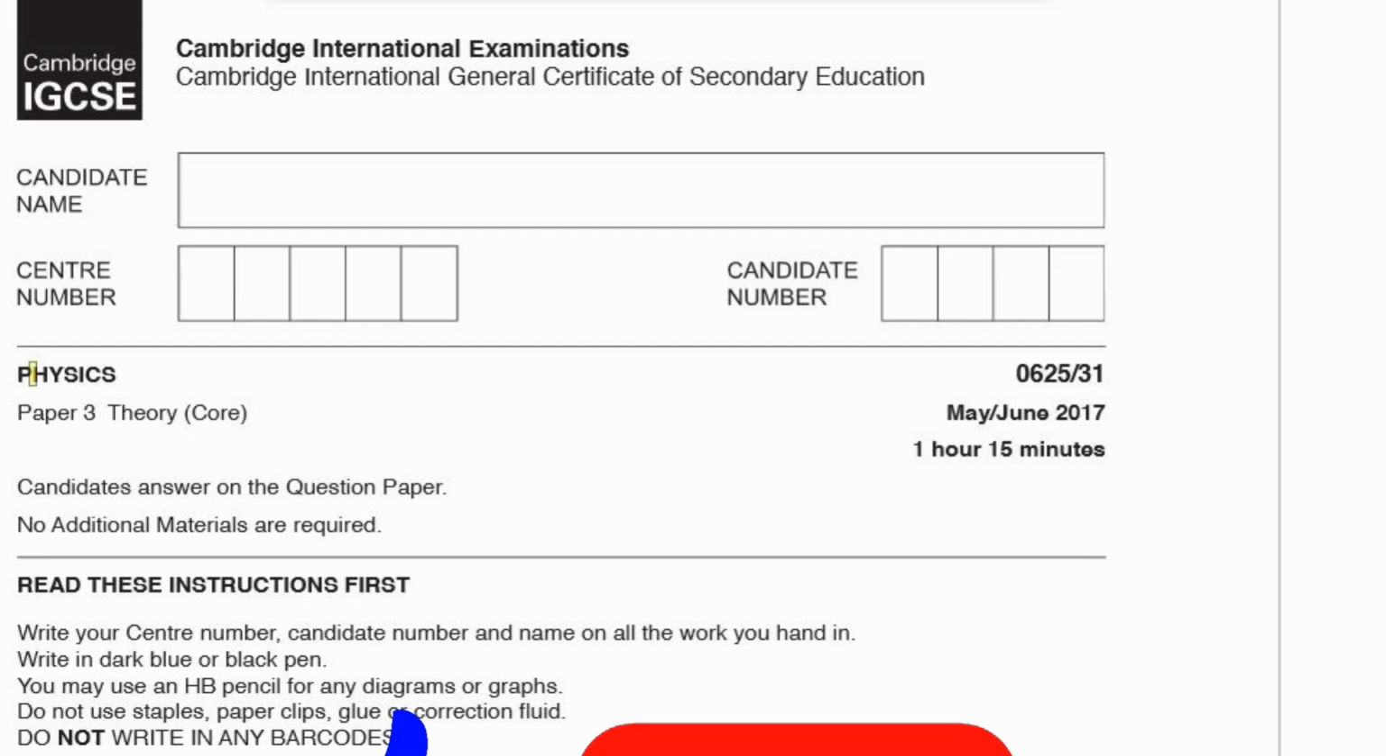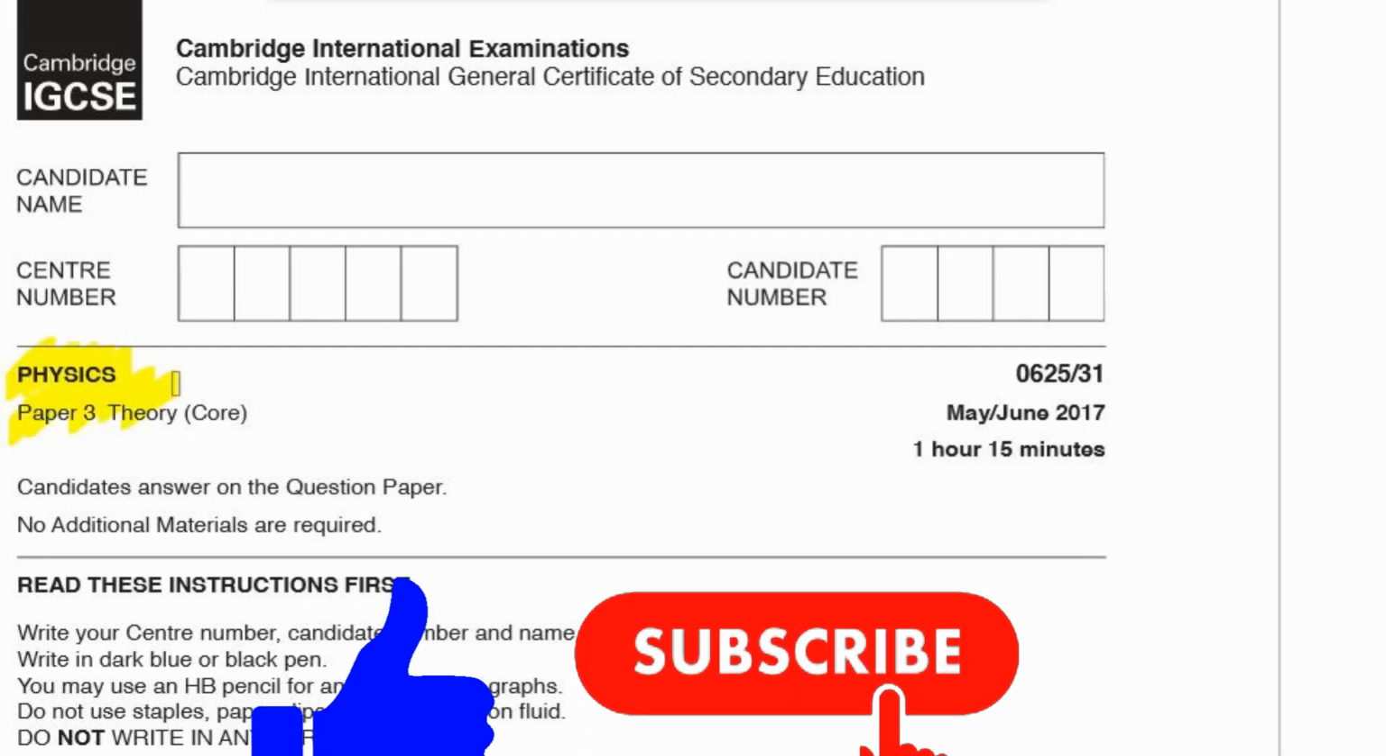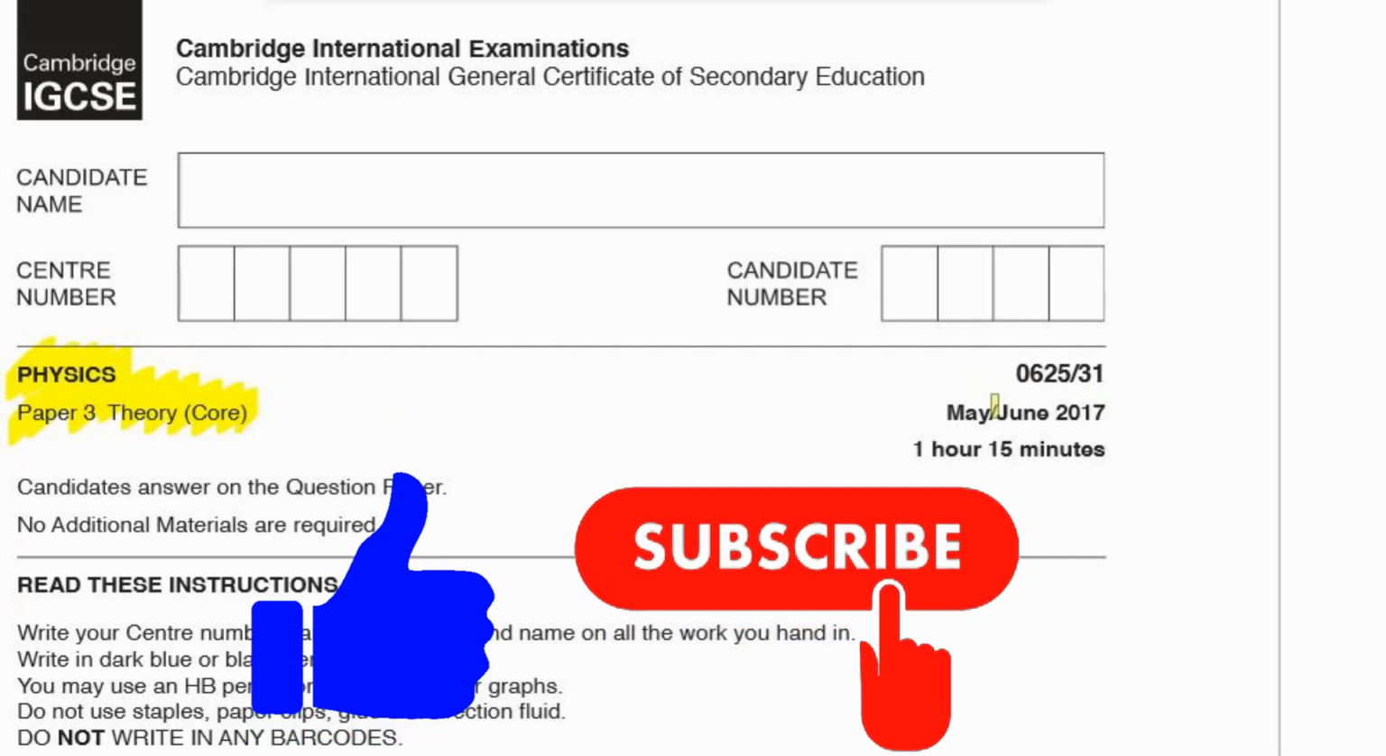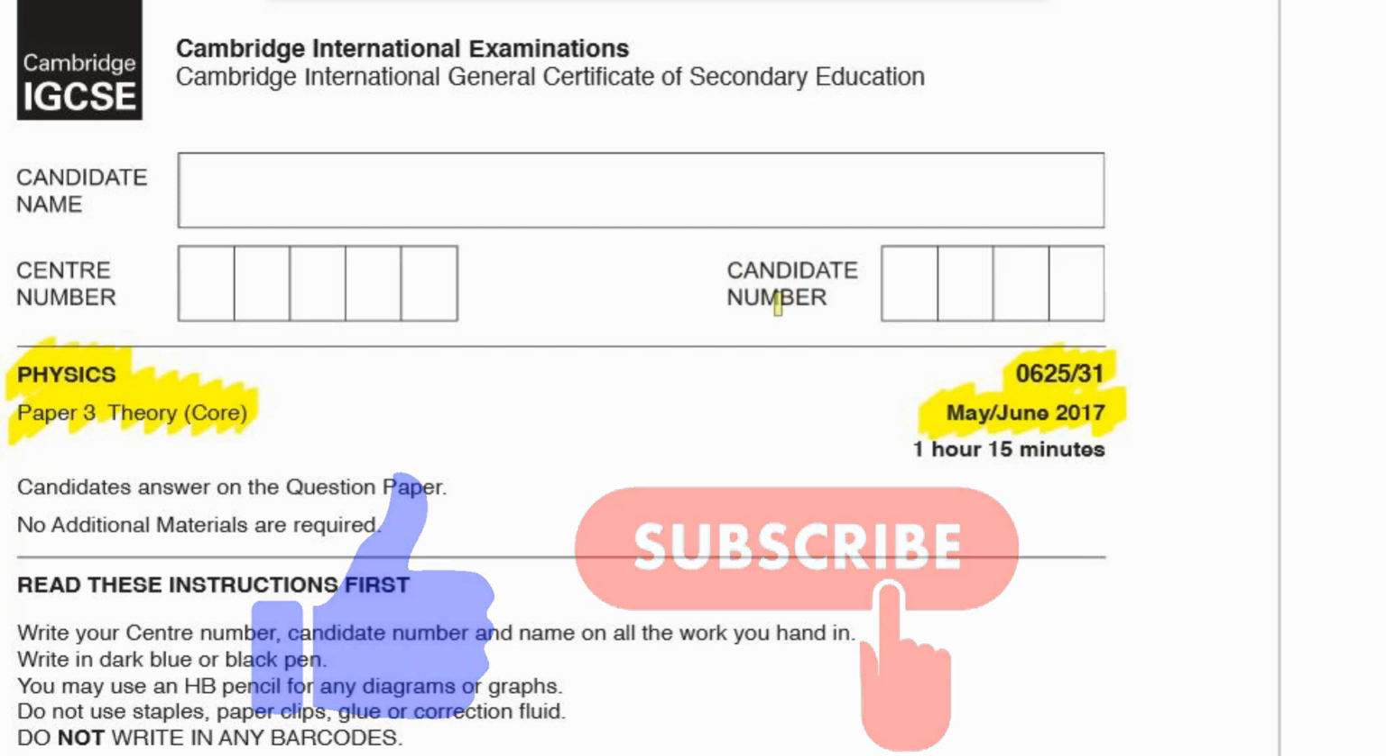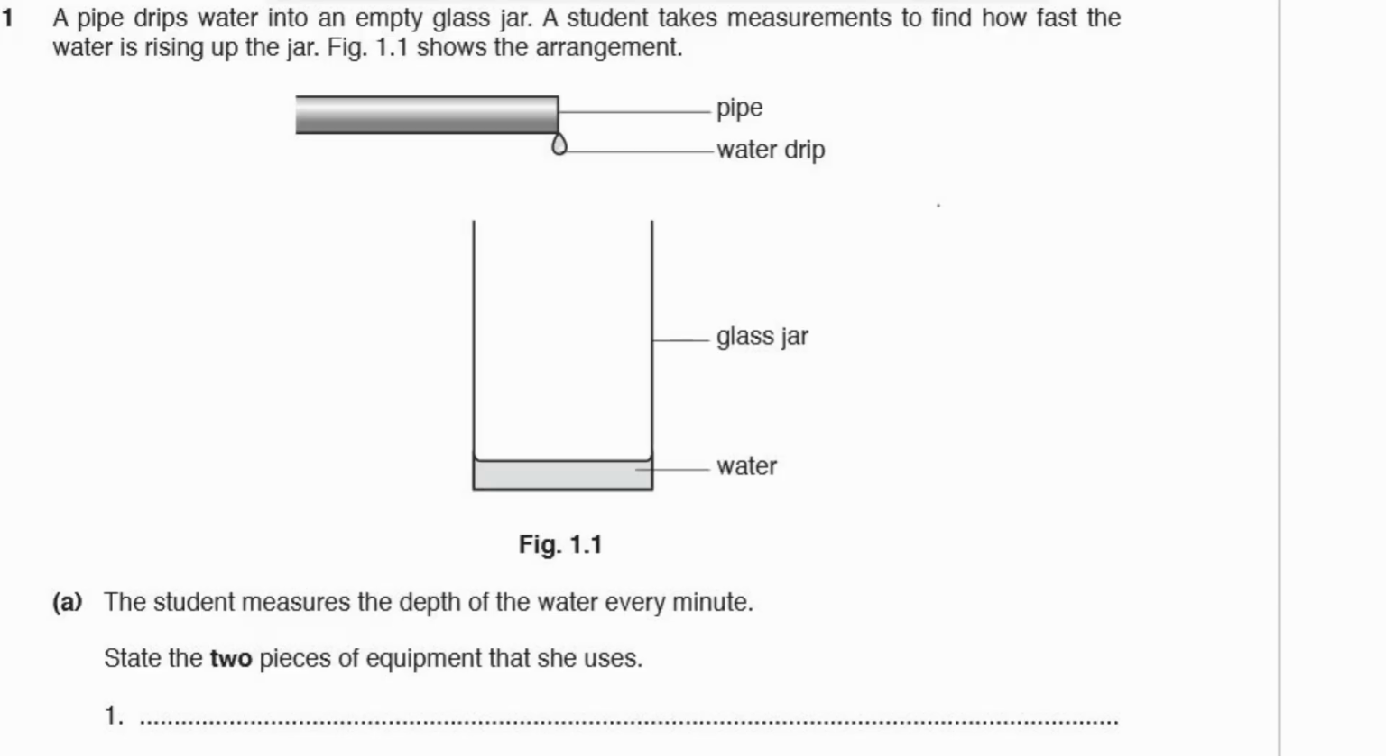Alright, so today we're going to be looking at Physics Paper 3. This is the core theory paper. This is for May-June 2017. The code for that is 0625/31. This is a CIE Physics exam. Okay, let's get going. Question 1.